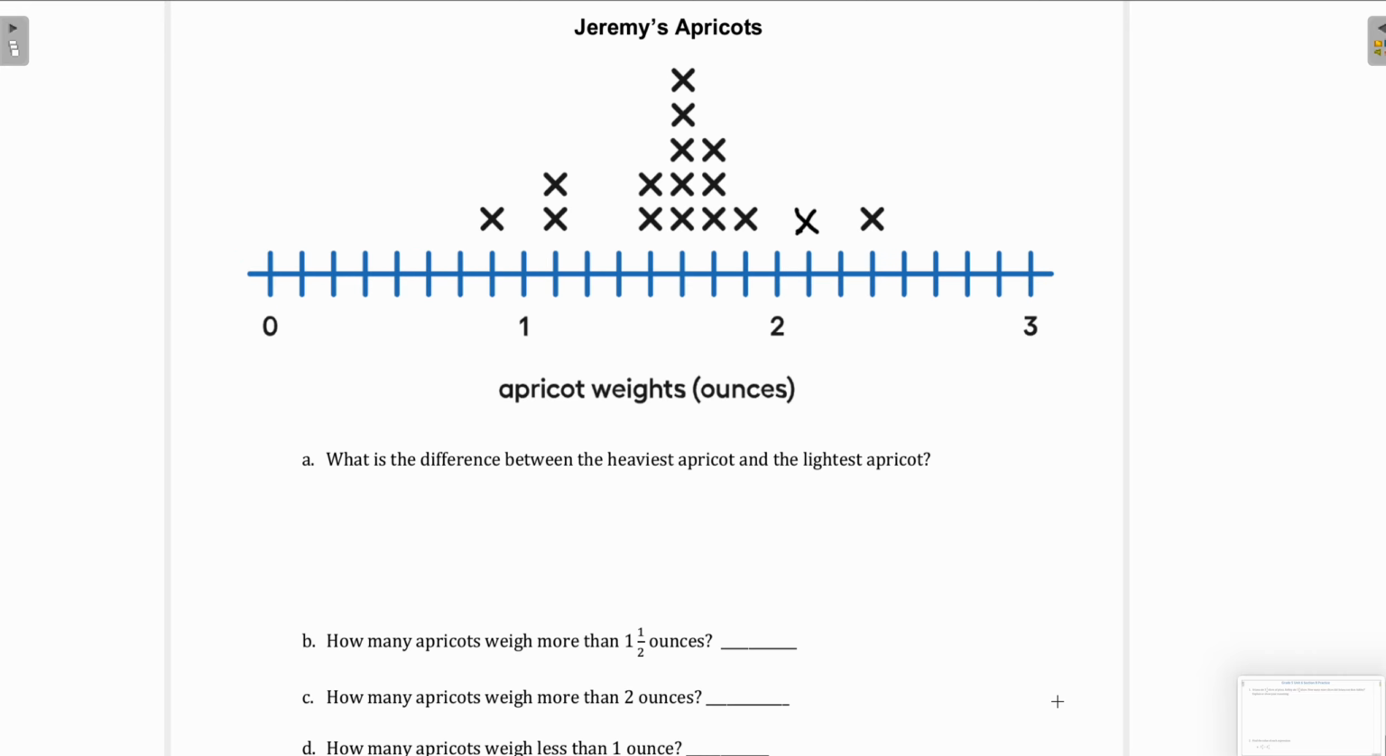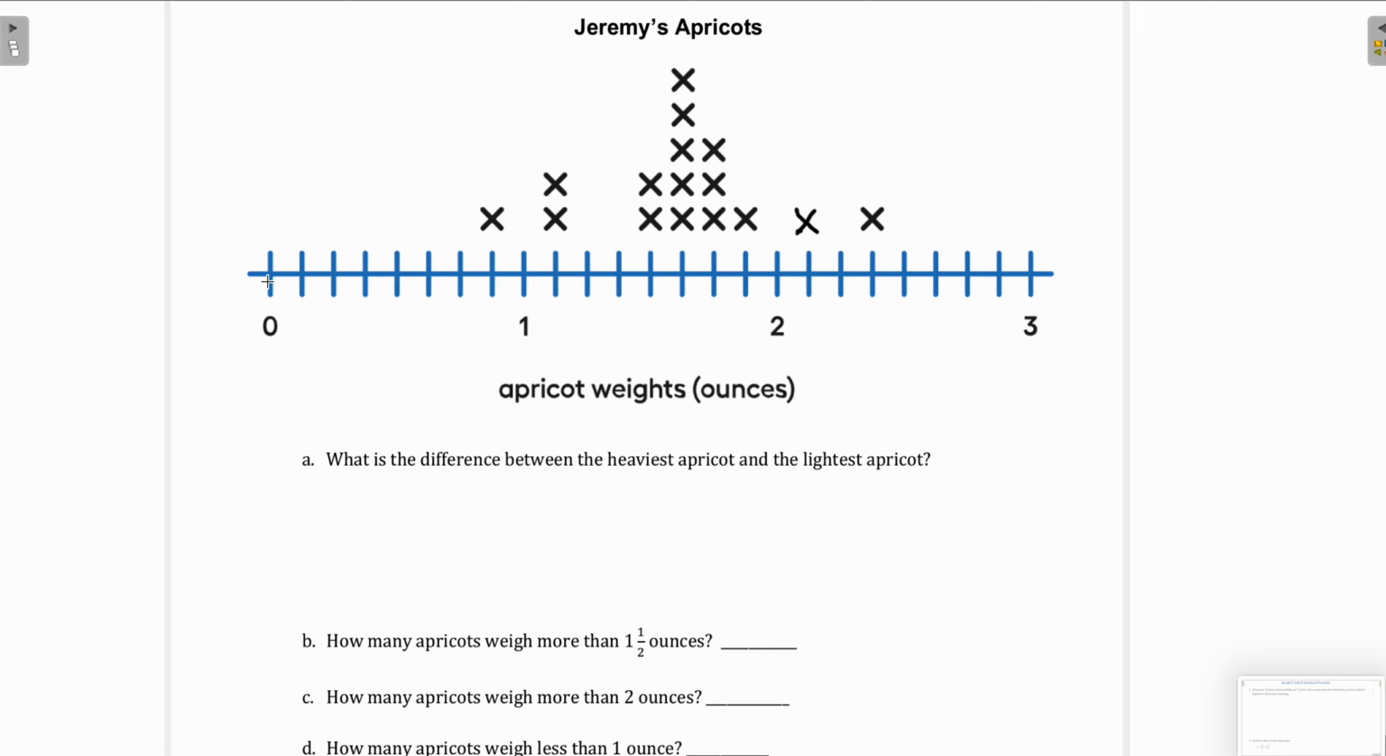Now, in this unit, we also learned about line plots. Here we have Jeremy's apricots. Each of these X's represents the apricots that Jeremy picked. So that's an apricot, that's an apricot, that's an apricot. And these are the weights in ounces.